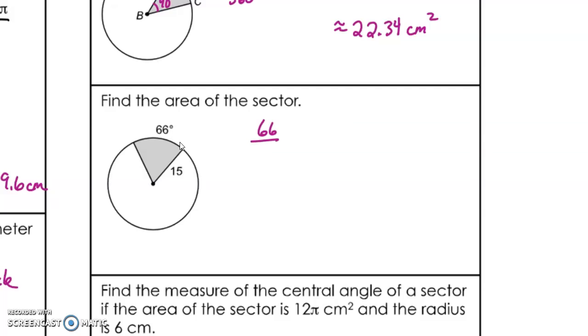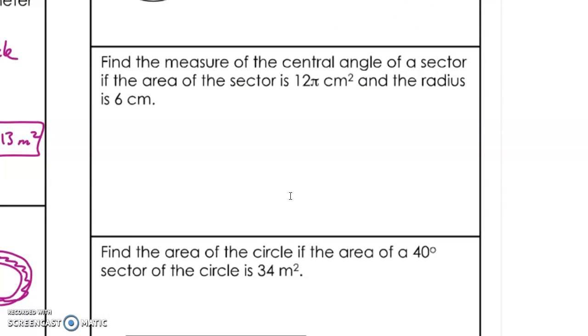All right, so we do 66 over 360 times pi, radius is 15 squared. So we just type that in our calculator. Okay, so I ended up with approximately 129.59, and it doesn't say what units, so I'm just going to put units squared.